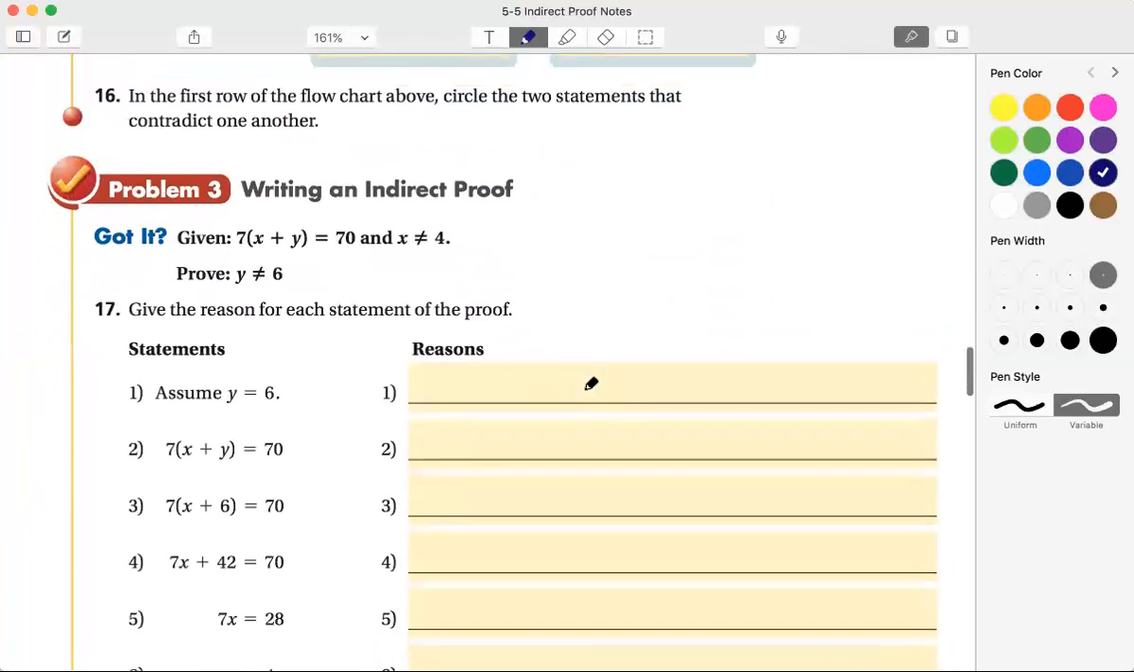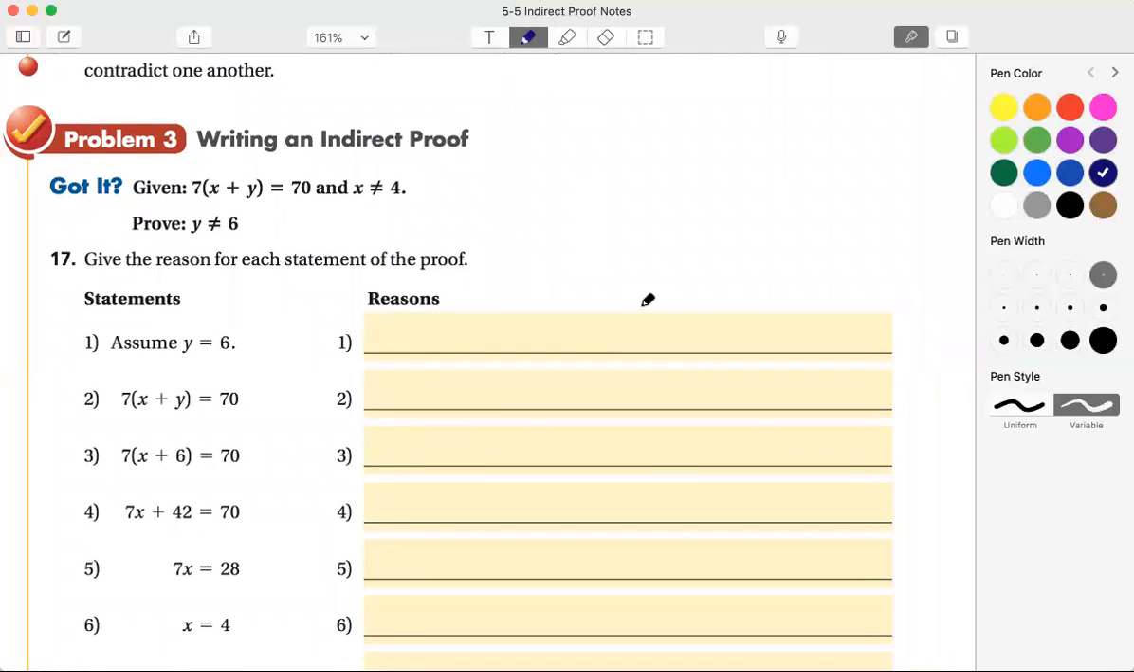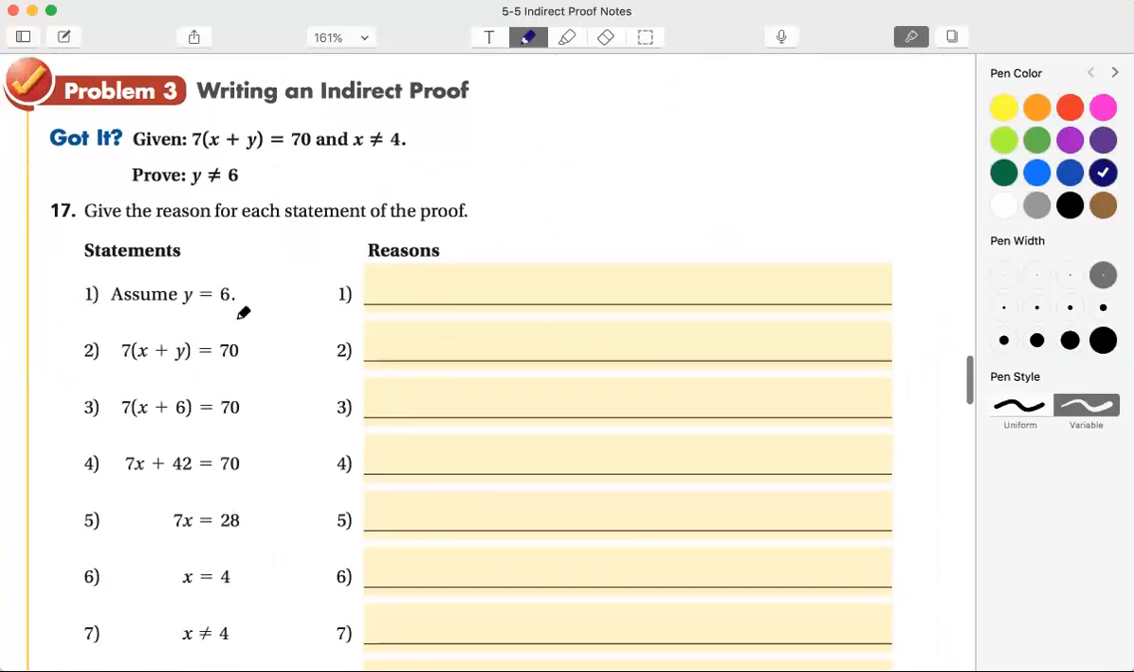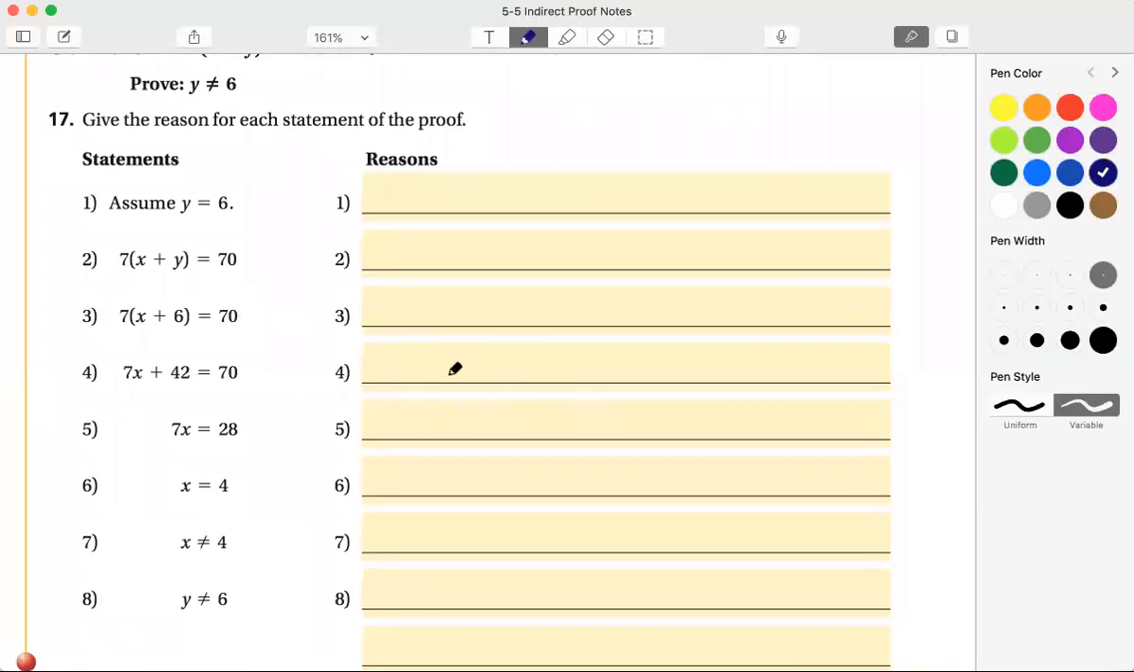All right, let's practice doing an indirect proof. Given 7 times the quantity x plus y equals 70, and x does not equal 4, we want to prove y does not equal 6. In the indirect proof, step 1, assume y equals 6. We're going to assume the opposite of what we want to prove. The first step, this was given. Then we're going to use this information and substitute 6 for y.